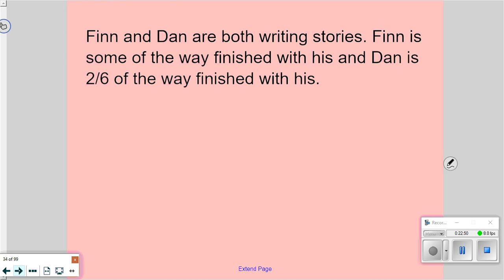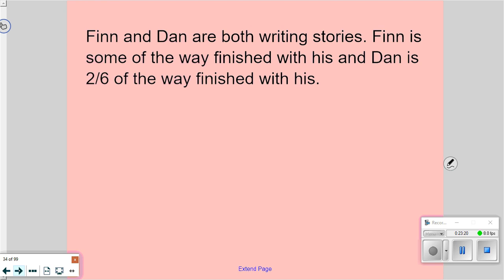Let me ask this question, Jalen. What fraction would prove that you're all done with your story? What fraction would be you've written the whole story? One whole, but that's not a fraction, that's a whole number. What fraction would be the whole story? Oh, 6/6. He's only written 2/6.